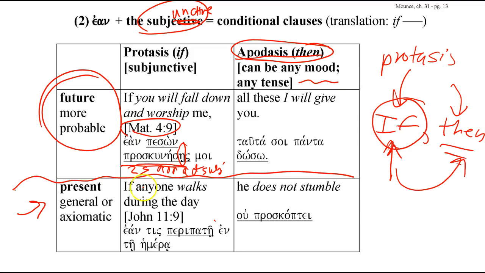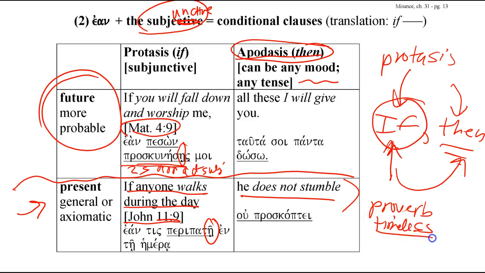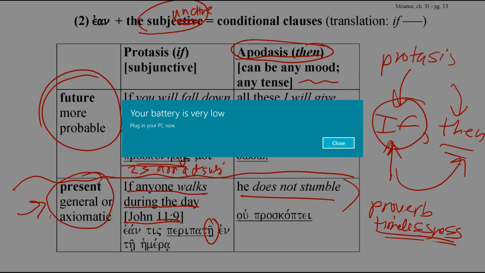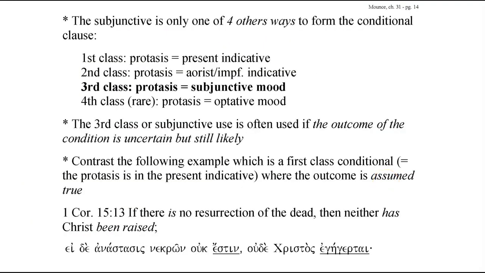So an example of this is in John 11:9, and here the subjunctive is being used. If anyone walks during the day, he does not stumble. That's much more like a proverb. And the subjunctive is being used because of its timelessness. And so this is a present or a general axiomatic use. Now the subjunctive mood is what we call a third class if-then clause or conditional clause.